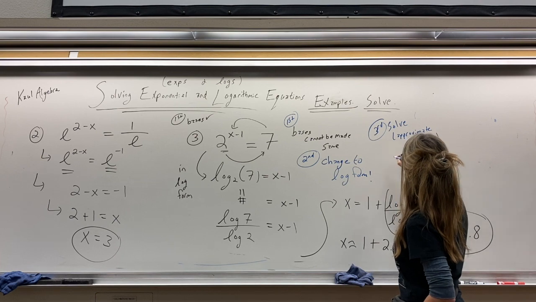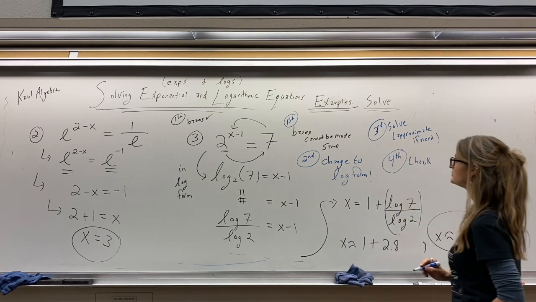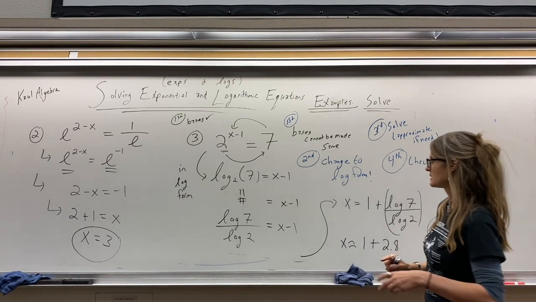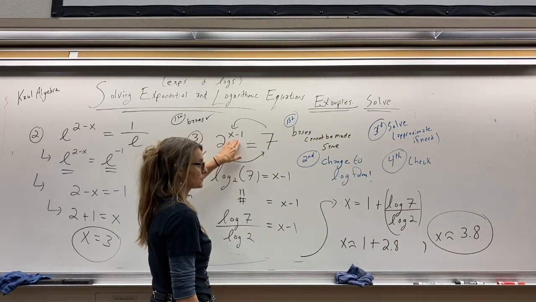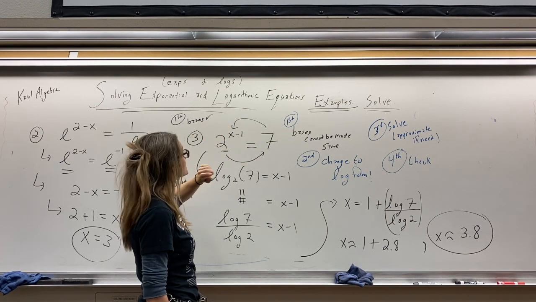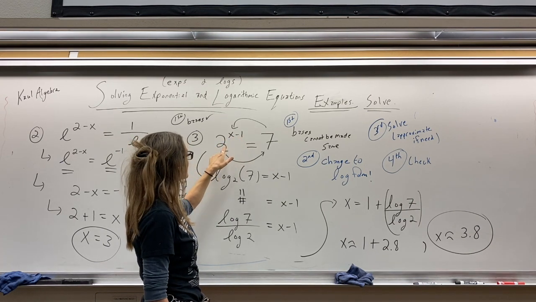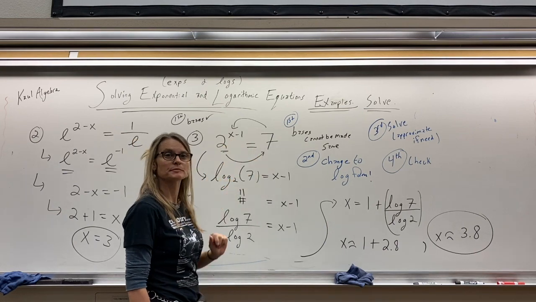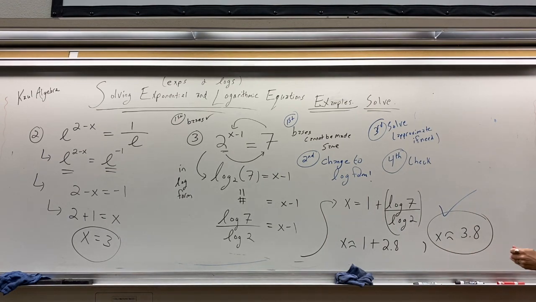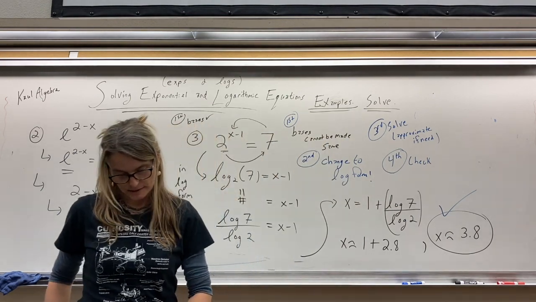If you need to. And then fourth, we do need to do a check. Now a quick check is just to make sure it doesn't give us anything that's restrictive. So this is not a log, so we don't have to worry about having a negative or a 0 in the argument. But about 3.8 minus 1 is about 2.8, so 2 to the 2.8 should approximately give me 7, and it does, and it works out. Okay, so that's what happens to those exponentials that you can't make the bases the same.